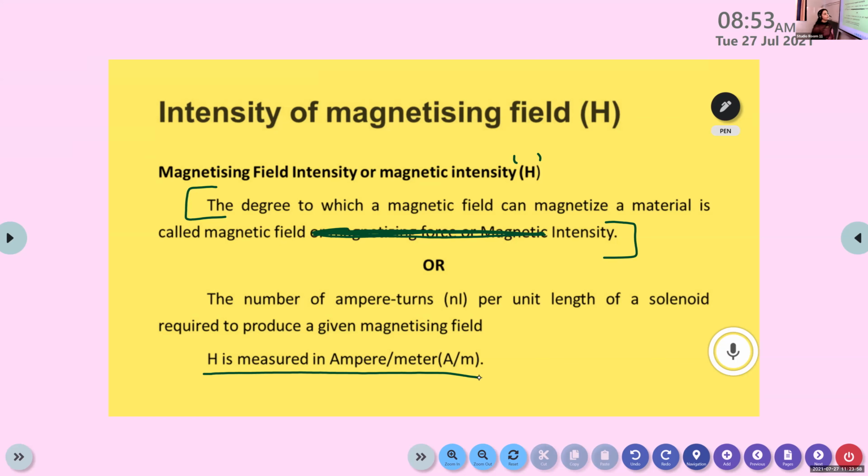So magnetic field intensity is the degree to which a magnetic field can magnetize a material. It is the measure of how much the magnetic field magnetizes a material placed in it. That is what is known as magnetic field intensity, represented by the letter H.